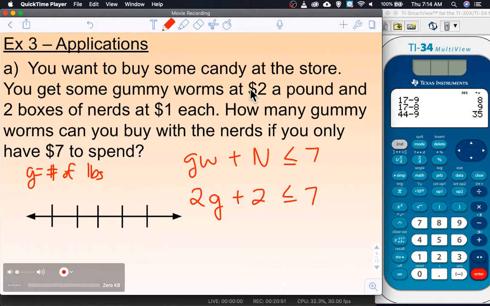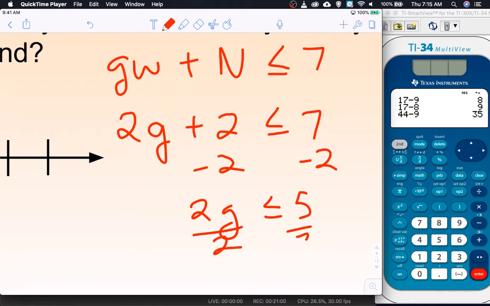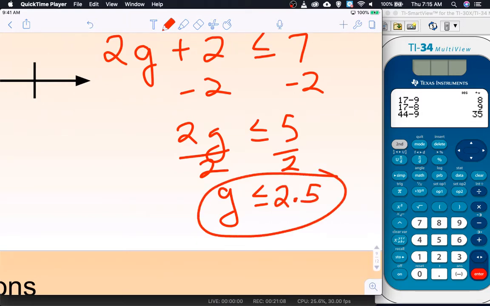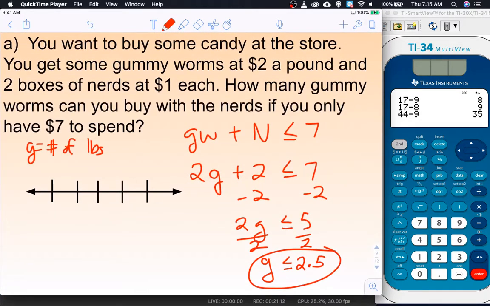And now we would solve. Let's see. If you subtract 2, 2G is less than or equal to 5. Divide by 2, G is less than or equal to 2.5. Yes, we can get decimal answers. You can get half a pound of gummy worms.